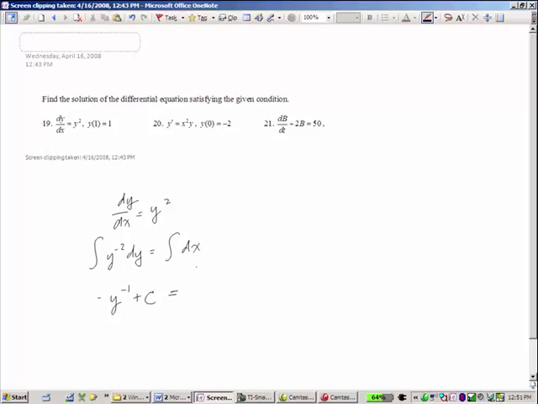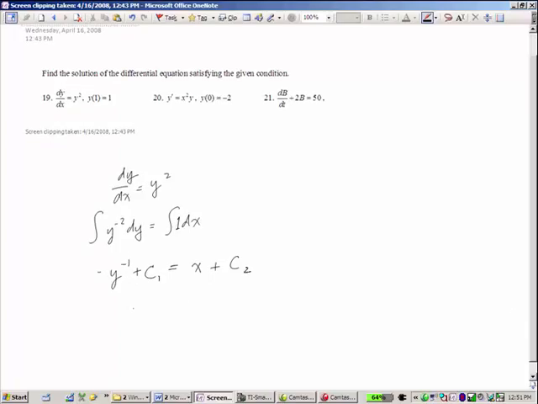What's the antiderivative of dx? No, close. 0. No. 1. Actually, there is a 1 right here, if that helps. It's going to be x plus some c, and maybe I should put c1 and c2.